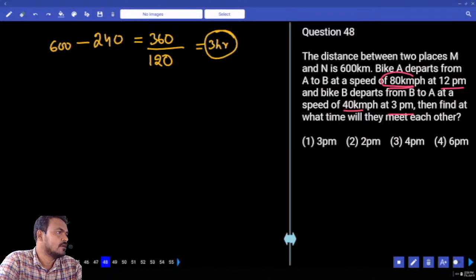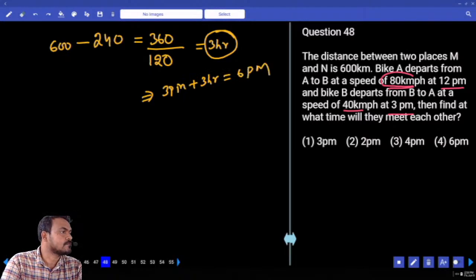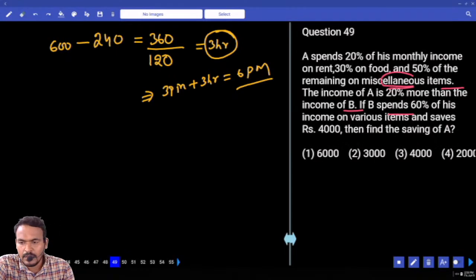Means they will meet after 3 pm. How many hours? 3 hours or not? What is the answer? 3 pm plus 3 hours or not? At what time will they meet? 6 pm or not? After 3 pm they will meet in 3 hours, means at what time will they meet? 6 pm. Next question number 49.